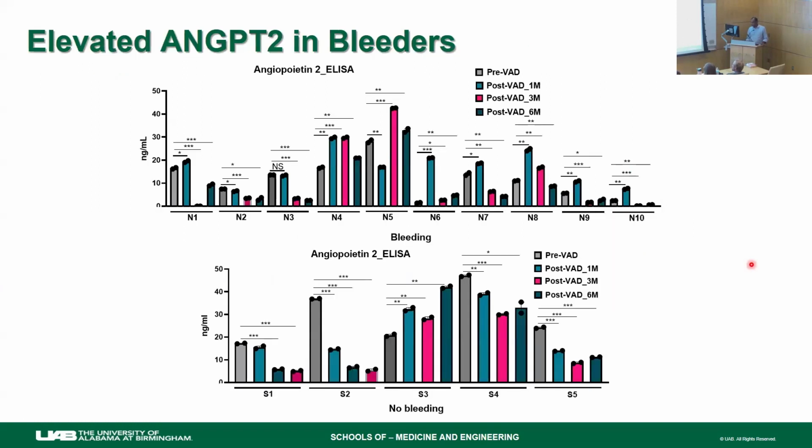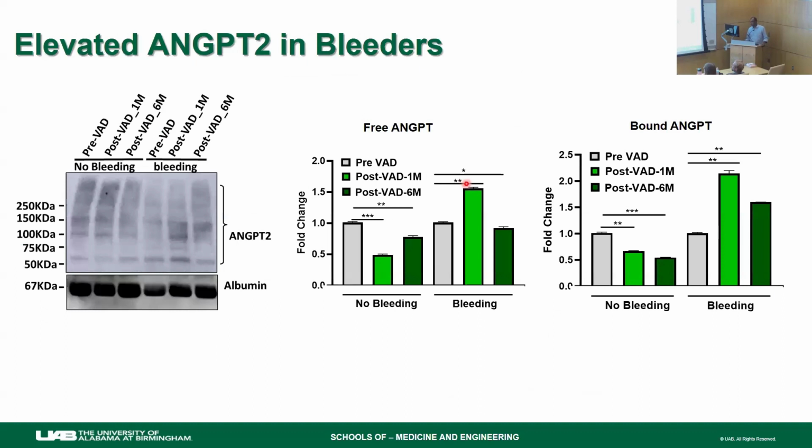What was interesting was when we look at patients that bleed versus patients that don't bleed, it looks like that elevation in the angiopoietin-2 level after 1 month was mostly in those patients that bled and not in the patients that did not bleed. So this is just looking at ELISAs. We confirmed this with Western blots, where we looked at free angiopoietin-2 and bound angiopoietin-2. And you see in the patients that don't bleed, there was no elevation in the free angiopoietin-2 or the bound angiopoietin-2. But in the ones that bled, there was this initial increase and then that dropped off.